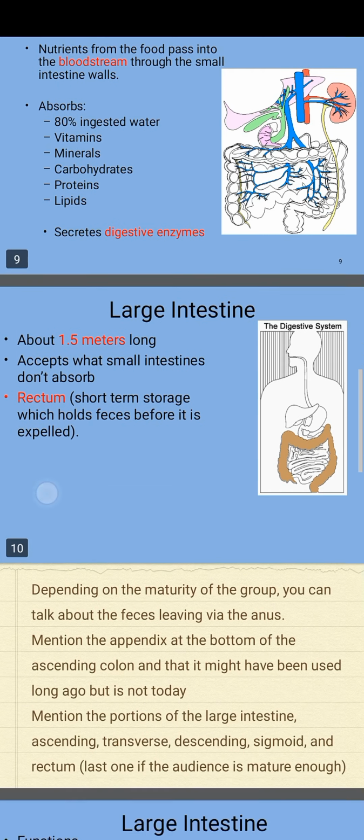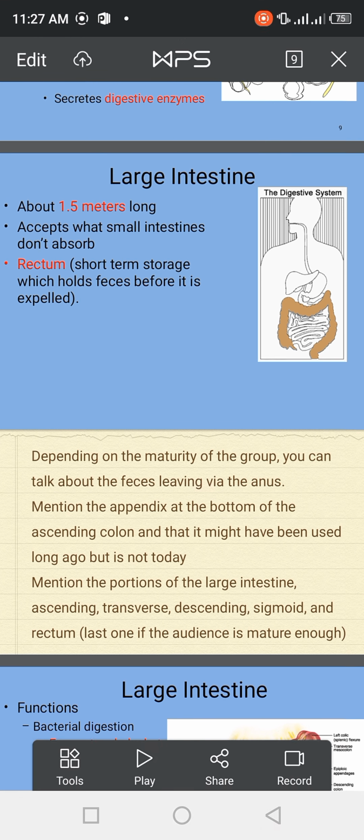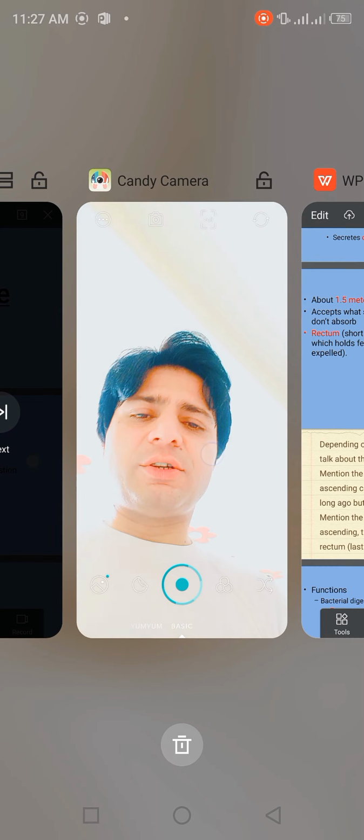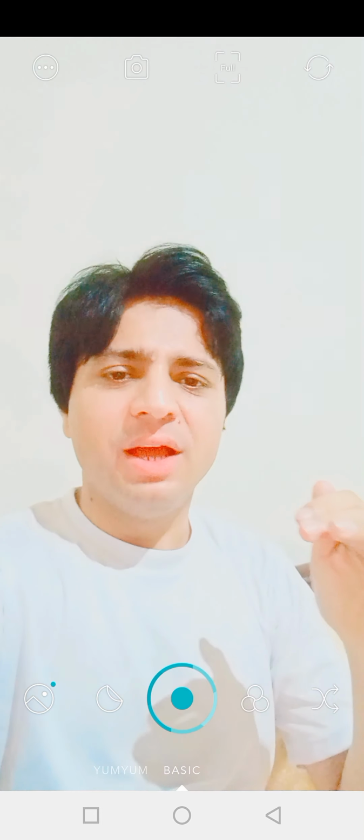Now going to the next slide, the large intestine. The large intestine is about 1.5 feet long. This is correct. You can see this is also possible. If you talk about this, it is also possible that 1.5 meters long, a 1.5 meter size is present.